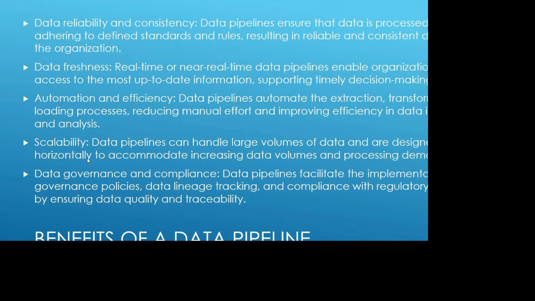And scalability. Data pipelines can handle large volumes of data and are designed to scale horizontally to accommodate increasing data volumes and processing demands. So it depends on the need of the volume or the size of the data. We may be scaling out horizontally by adding some resources. And data governance and compliance. Data pipelines facilitate the implementation of data governance policies, data lineage tracking, and compliance with regulatory requirements by ensuring data quality and traceability. So these are the main benefits of a data pipeline.